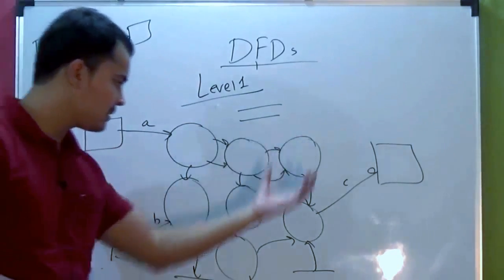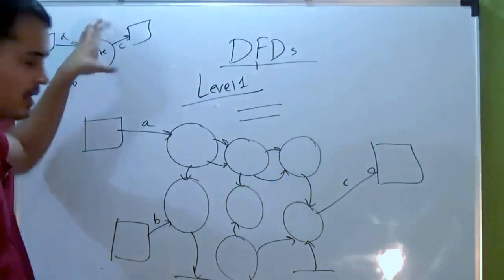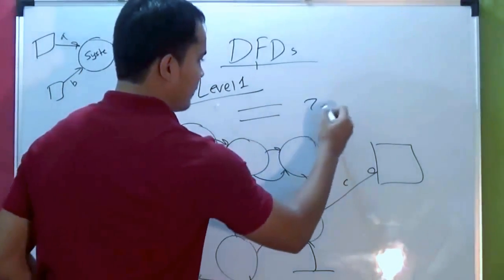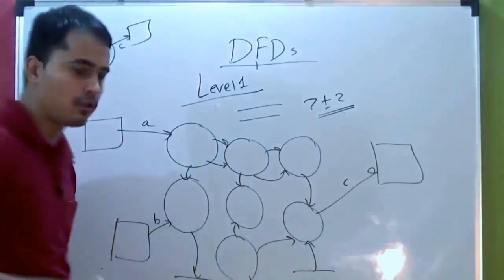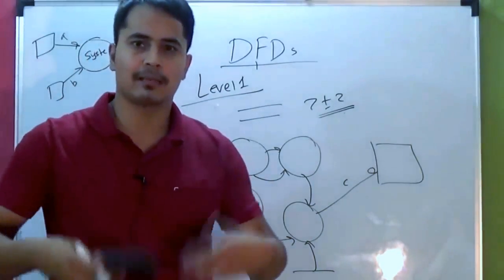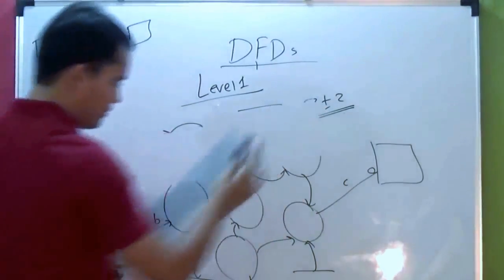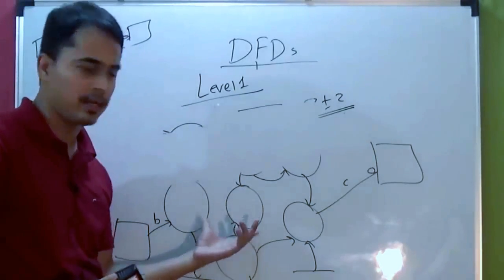Again, these bubbles, these are the sub processes for this main process. This should ideally be 7 plus or minus 2 max. Do not make it too complex. Then we go to the next diagram. So this was your level 1 diagram, right?